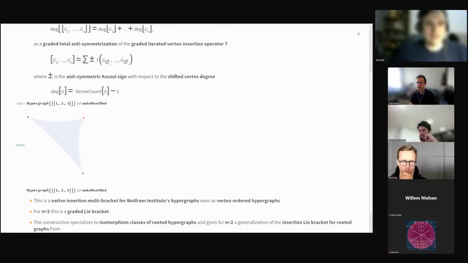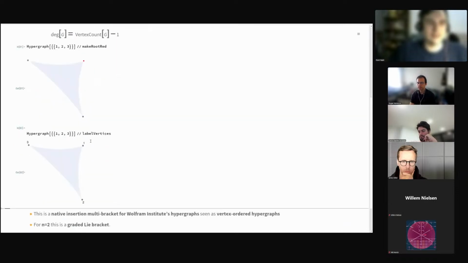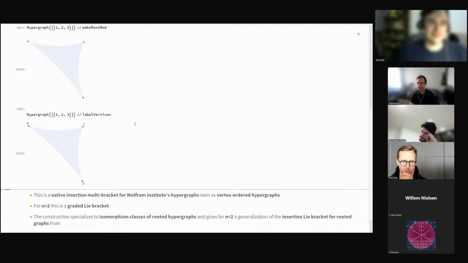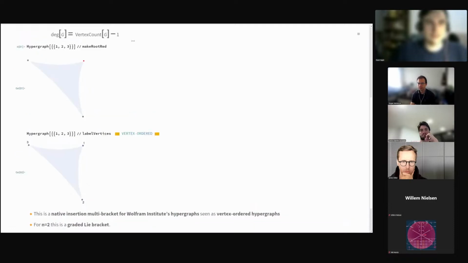So this would be a rooted hypergraph, and this would be vertex ordered hypergraphs. Yeah, so this one is vertex ordered, and this one is rooted.